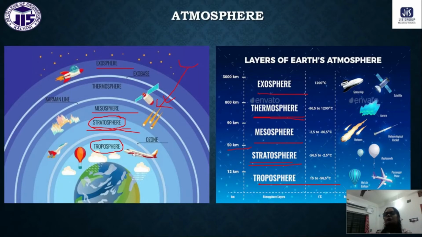You can have a question from this portion, such as: discuss the layers of the Earth's atmosphere, or by which layer the UV radiation will be absorbed. So these are some of the questions that you can have from this portion.